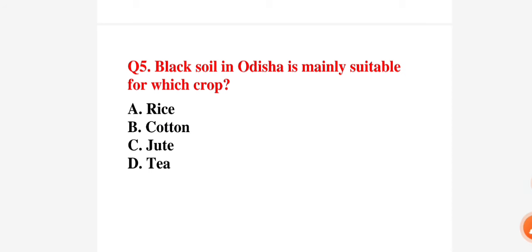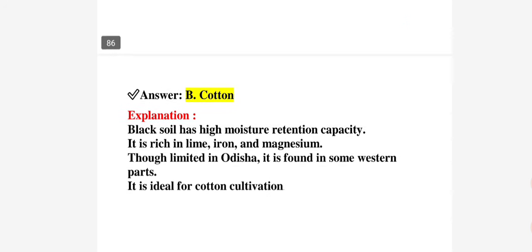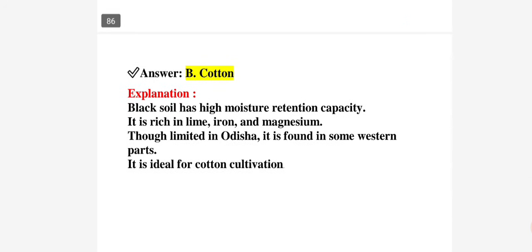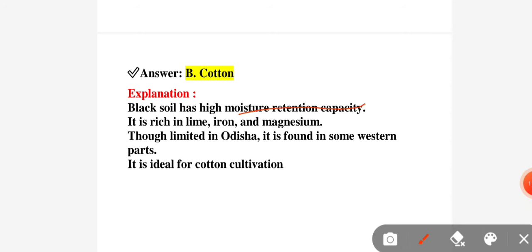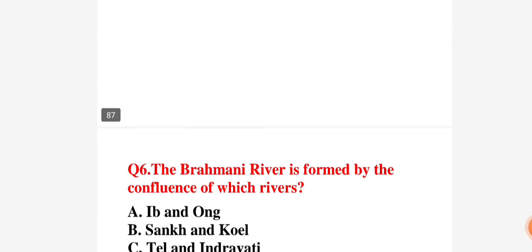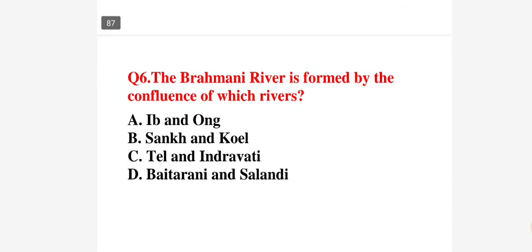Black soil is otherwise known as regur and black cotton soil. Black soil has high moisture retention capacity and it is rich in lime, iron and magnesium. Though limited in Odisha, it is found in some western parts and it is ideal for cotton cultivation. I have already told you in the previous question. So let us move to the next question, question number 6.